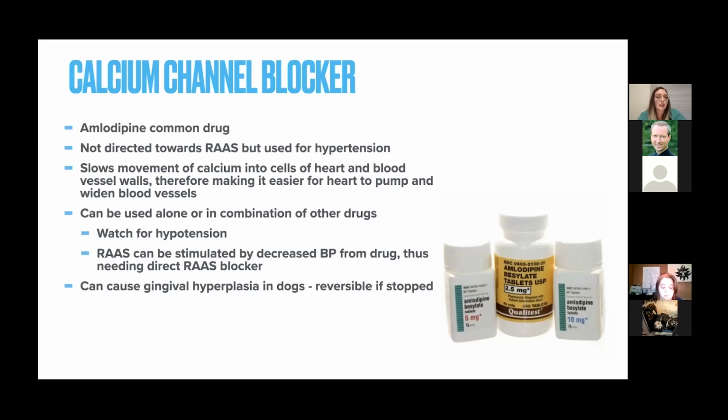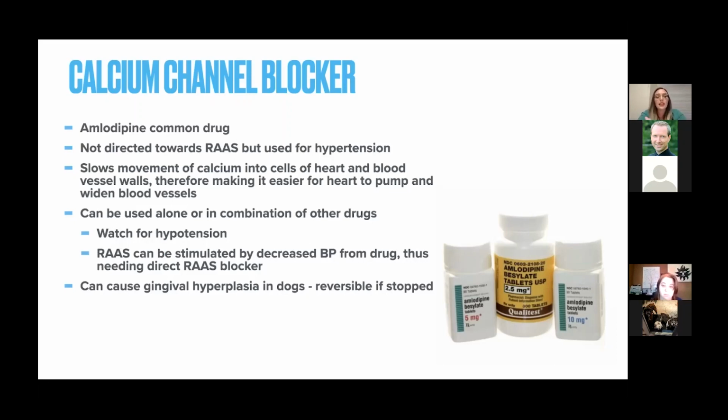The funny thing is, remember, RAS is going to be stimulated by a decrease in blood pressure. So giving them a drug like amlodipine to help decrease their blood pressure is actually going to stimulate RAS. We're trying to decrease the blood pressure by giving this drug, but then the body is sensing, whoa, our blood pressure is going low, so it forces its way back up. So sometimes you do need a direct RAS blocker in conjunction with amlodipine.